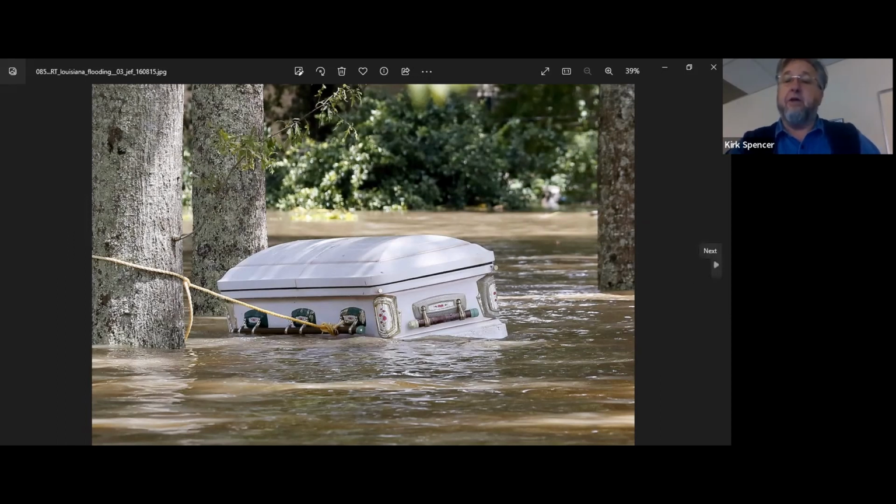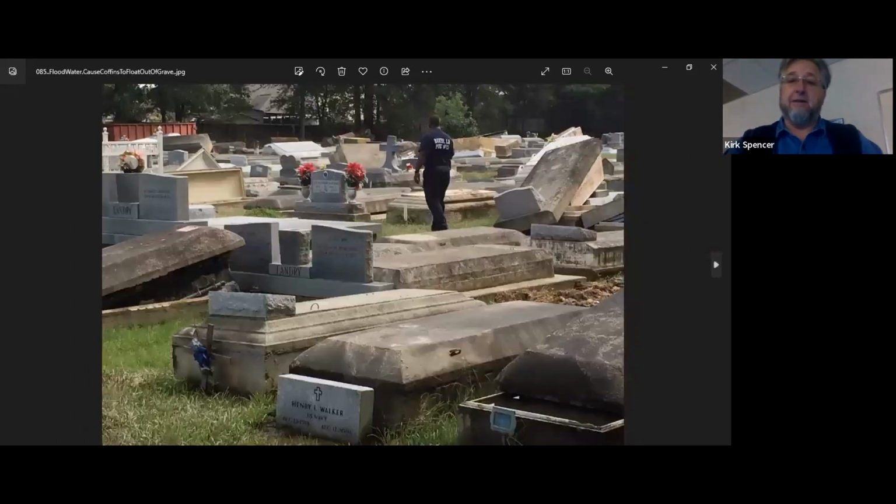That's the reason, if you've ever been to New Orleans, you know that most of the cemeteries are above ground. They're mausoleums that have been stacked to try to keep this from happening.